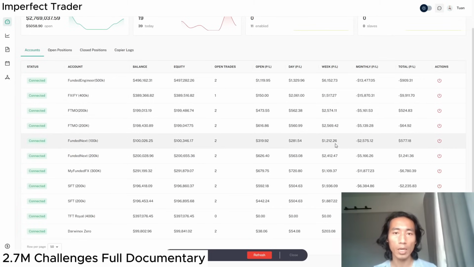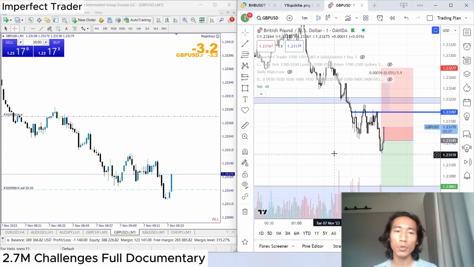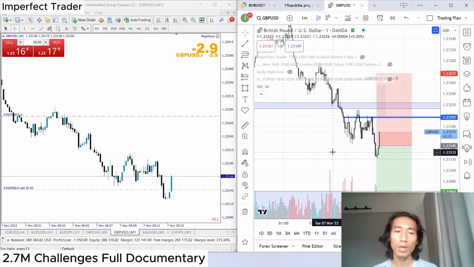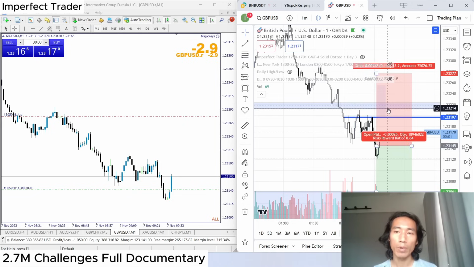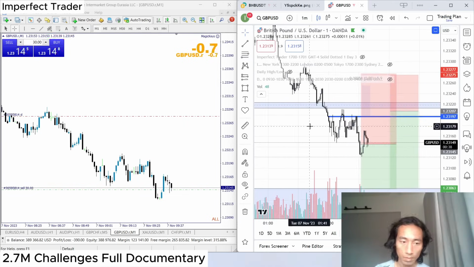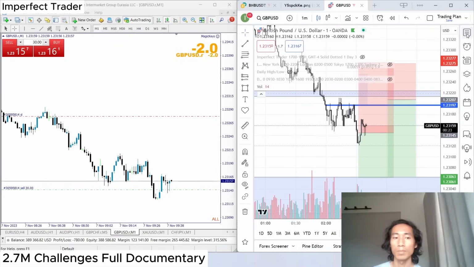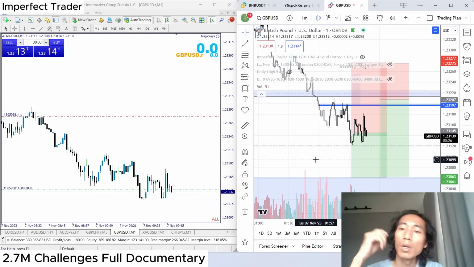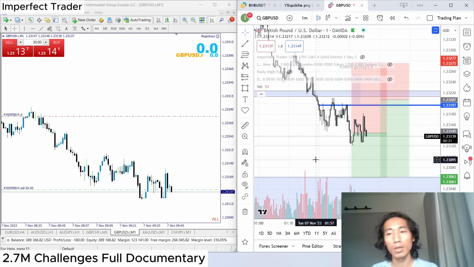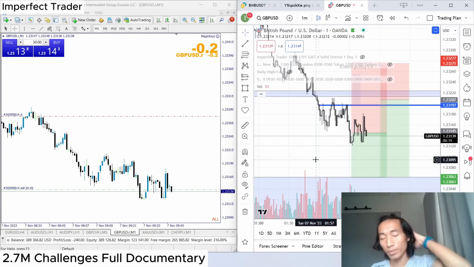Let's keep checking. In case price trades higher, I'm going to have a smaller position opening on GU around this region. So I just closed all the gold trades manually on the trade copier.